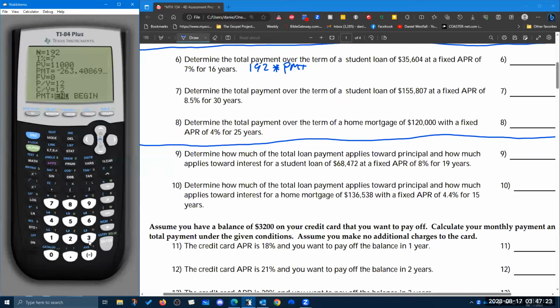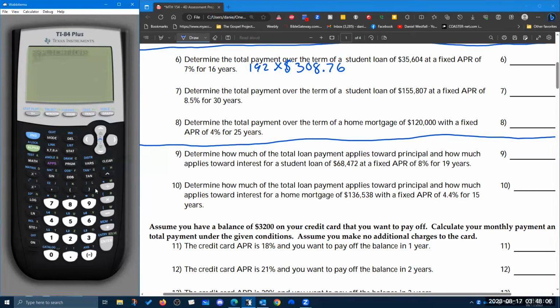And the loan amount is $35,604. And I'm going to solve. And so we're going to call this times 308.76. I'm actually going to let the calculator do that for me.